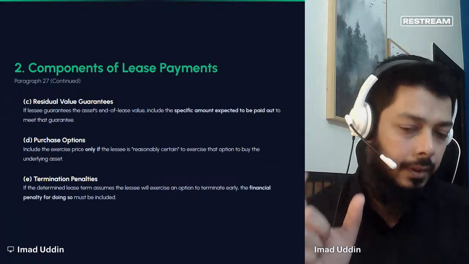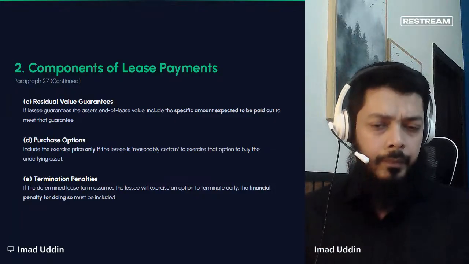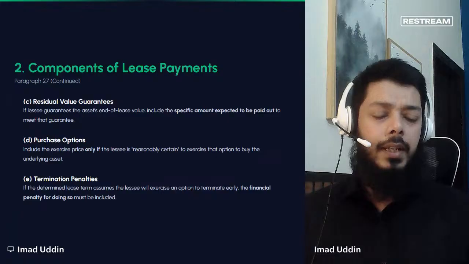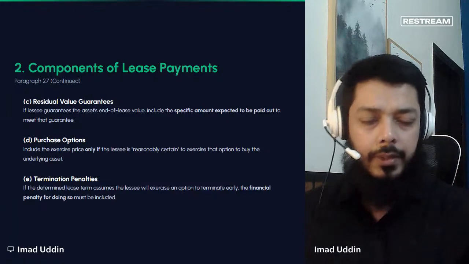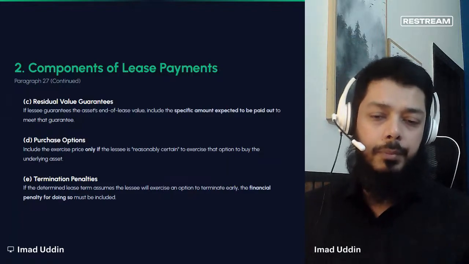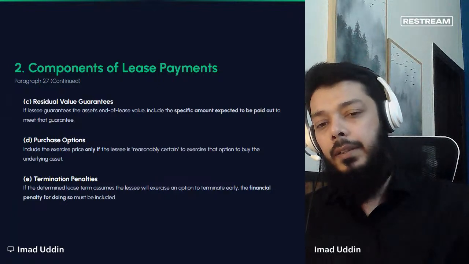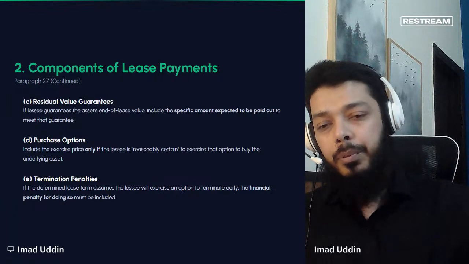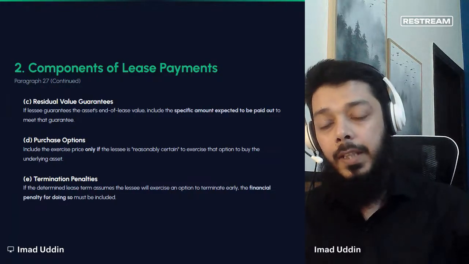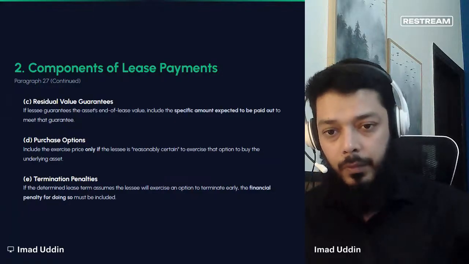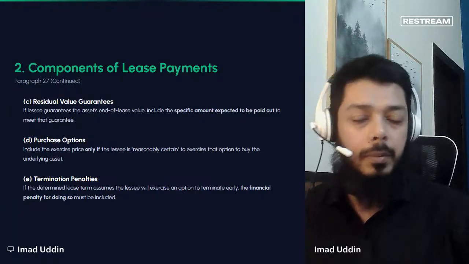And that reasonable certainty often comes from the economic substance of the transaction. Let's say a purchase option has an exercise price that is significantly lower than the price of that asset available in the market at that time. A lower than market price would mean that the lessee would be reasonably certain to exercise that option.